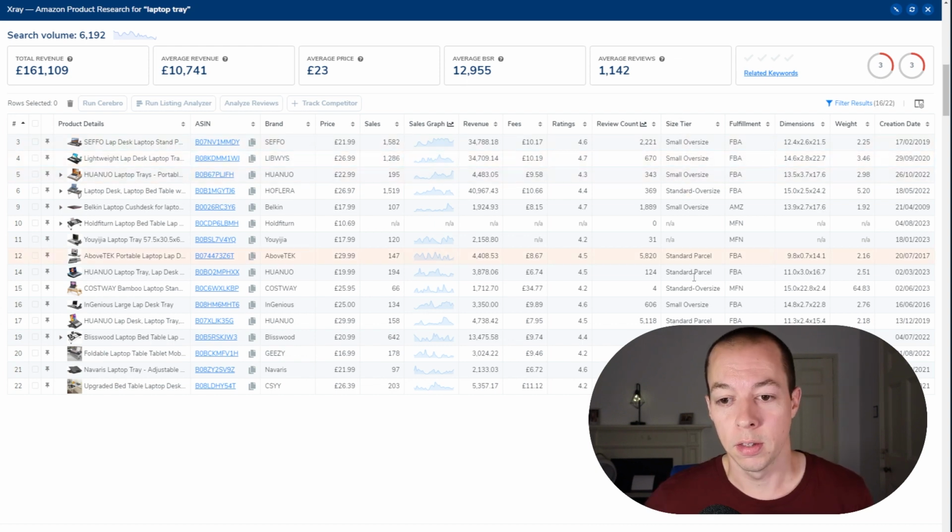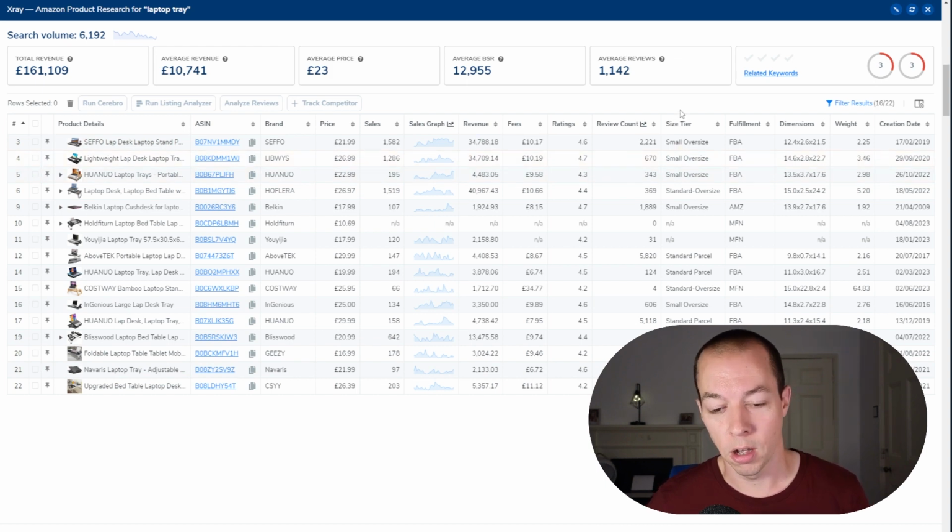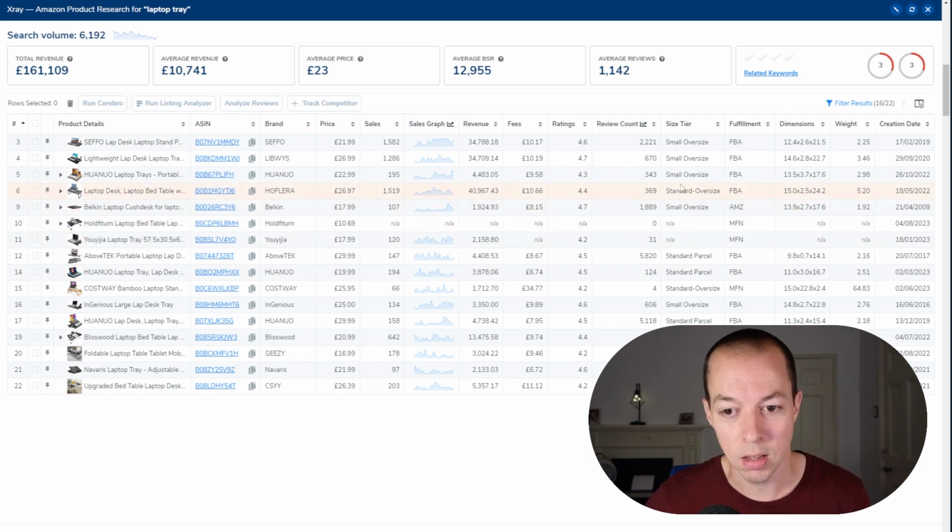We've then got the size tier, and this is still very important despite the dimensional weight that I was talking about. Amazon still puts products into different size tiers. And I would recommend trying to stay in the standard parcel or below, as soon as you get into any of the oversized tiers, the fulfillment fees go up very, very steeply, and it can really, really hit those margins.